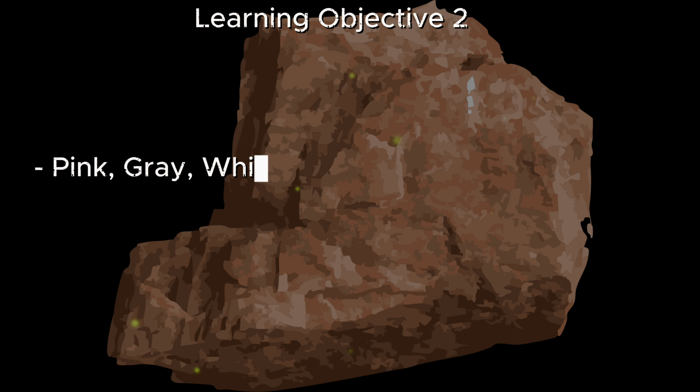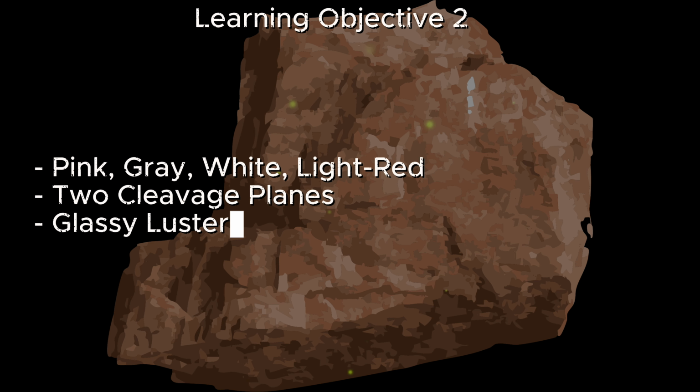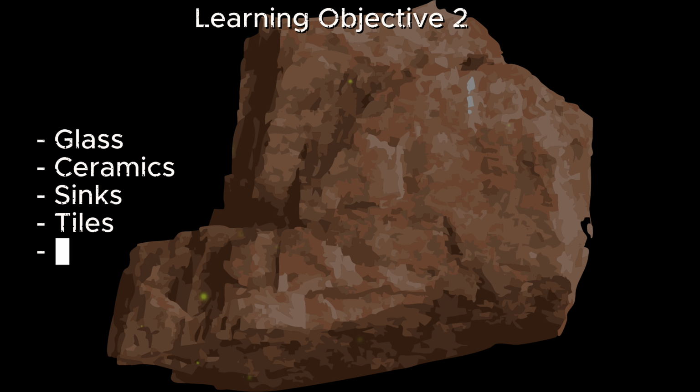Feldspar is the most abundant mineral group found within Earth's crust. It is usually colored pink, gray, white, or light red. The mineral has 2 cleavage planes that meet at 90 degrees with a glassy luster, making it easily recognizable. Feldspar is relevant to our daily lives due to its heavy demand as a material for glass and ceramics. It serves to increase the durability and melting temperature. The mineral can be found in sinks, dishes, tiles, and paint to improve strength and overall stability.